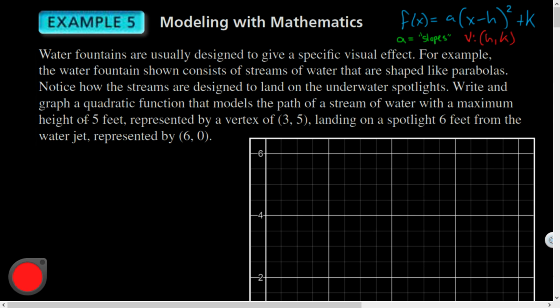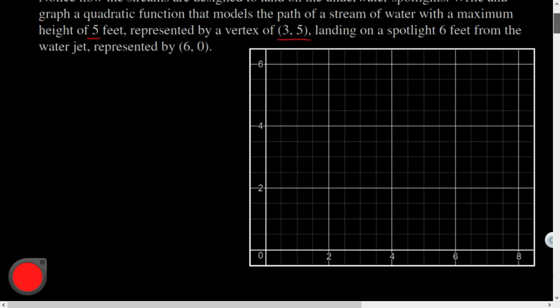But here it says, write and graph a quadratic function that models the path of the stream of water with a maximum height of 5, represented by a vertex of (3, 5), landing on a spotlight 6 feet away from the water jet, represented by (6, 0). So let's graph this first. So 3 over and up 5, this is our vertex. So this is our h and k.